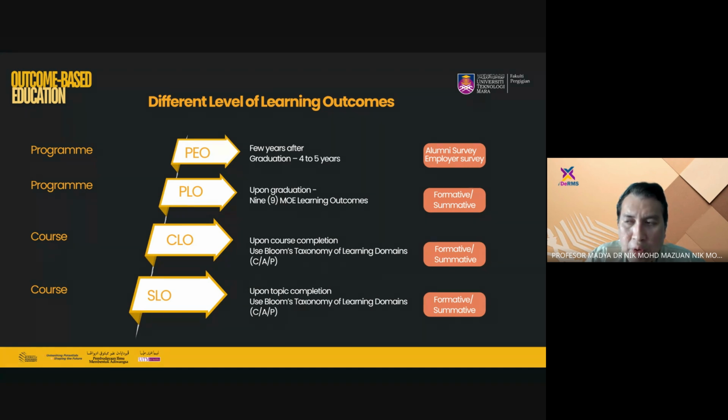Just take the example of BDS. I think we have around 14 courses, if I'm not mistaken. Is that right, Datin? 14 courses plus the university courses. Those are the courses under a single program.